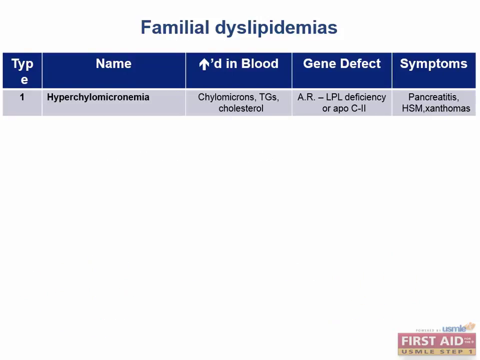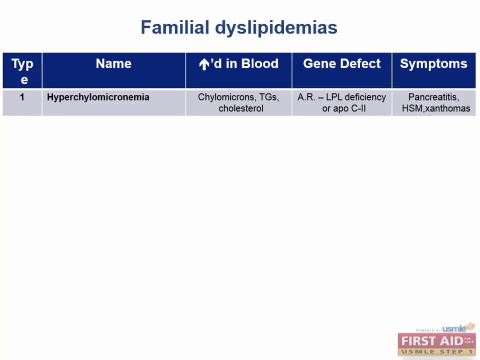Alright, let's talk about the hyperlipoproteinemias. Type 1 dyslipidemia, also known as hyperchylomicronemia, is defined as an increase in chylomicron levels. This results in elevated levels of triglyceride and cholesterol in the blood, although it mostly affects triglycerides. Hyperchylomicronemia is caused by an autosomal recessive deficiency in lipoprotein lipase, or by a defective ApoC2, which is the cofactor needed for lipoprotein lipase. How can hyperchylomicronemia present clinically?